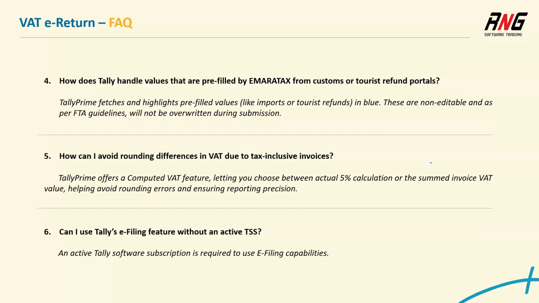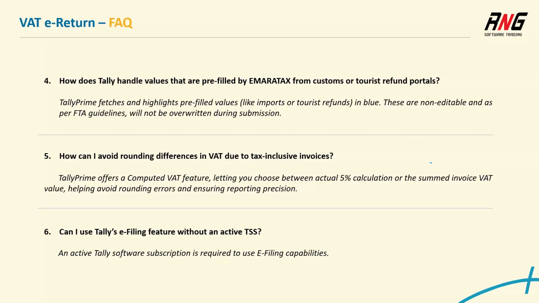TallyPrime fetches and highlights pre-filled values like you saw, like for the tourist refund and for the imports, which are highlighted in blue color. And these are non-editable as per the FTA guidelines and will not be overwritten during submission. So you cannot edit these two fields, it is as per the FTA guidelines and the values are automatically pre-filled. How can I avoid rounding differences in VAT due to tax inclusive invoice?